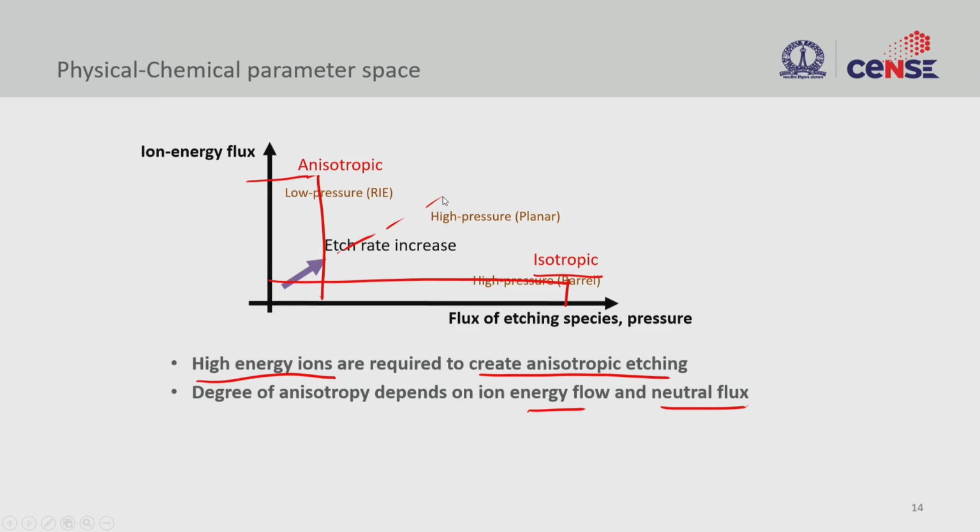And then based on the configuration of ion energy and flux, you can put all these different tools, and the configuration we saw can be placed accordingly. This is just for understanding which tool to use if you want isotropic etch, and which tool to use if you want anisotropic etch, and so on.